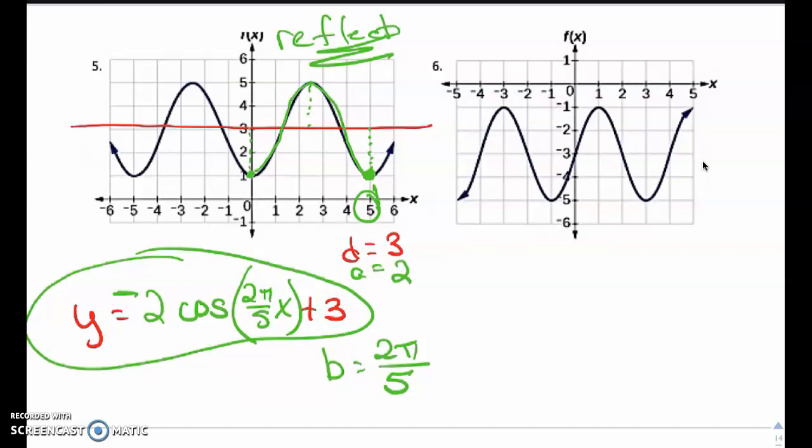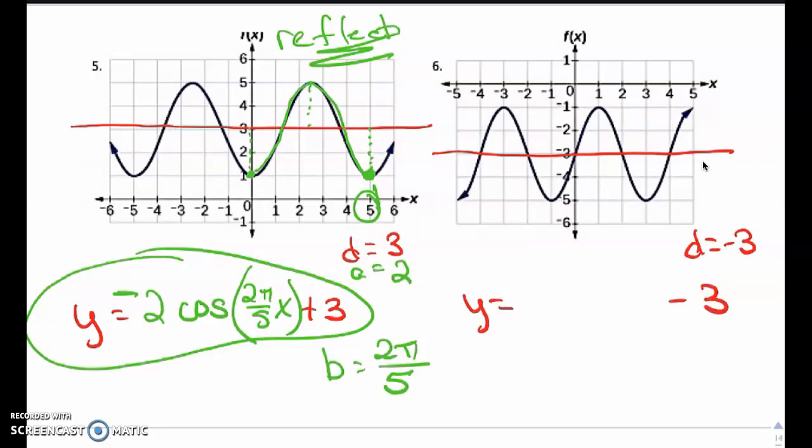Now let's look at number 6. Again, the midline can't be the x-axis because my whole graph is down below the x-axis. So let's figure out where midway is. It looks like it's about here to me. So that tells me that I have a d value of -3. So therefore I know it's going to be something minus 3.